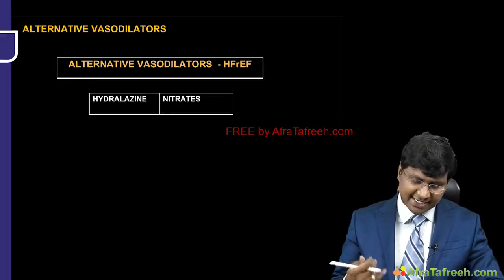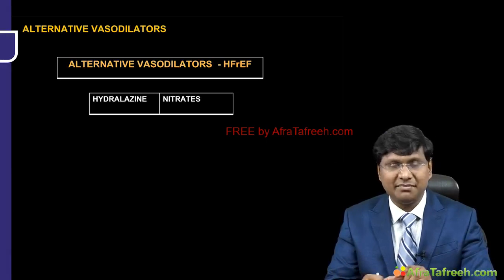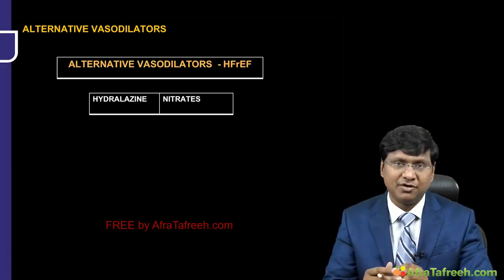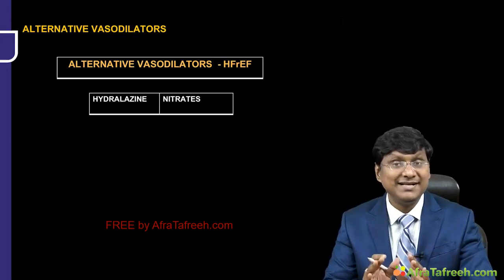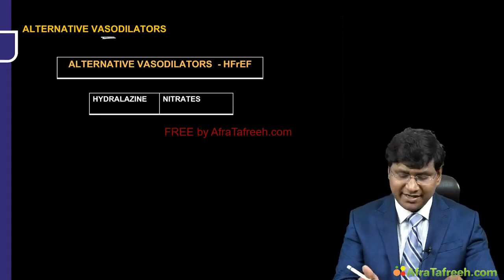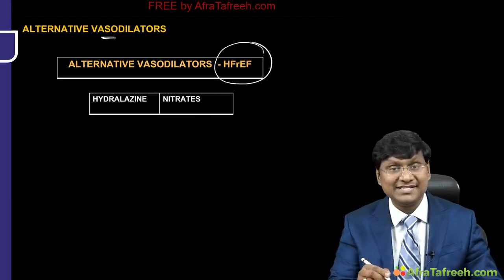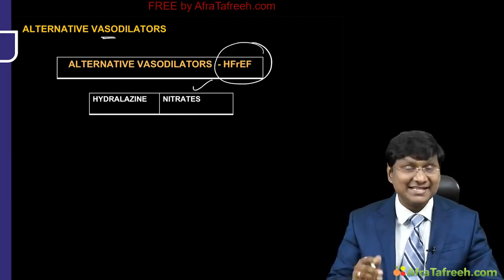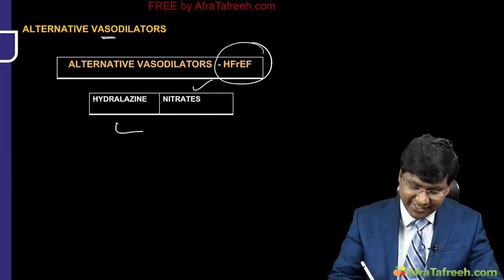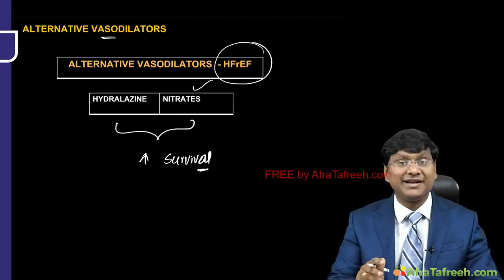Now let us assume that the individual is unable to take ACE inhibitors or ARBs because of potassium abnormality or renal impairment. You are unable to start ACE inhibitors or angiotensin receptor blockers. In such a case, you need to give alternative vasodilators. The alternative vasodilators in heart failure with reduced ejection fraction are hydralazine and nitrates. They have been demonstrated to improve survival in patients with heart failure with reduced ejection fraction.